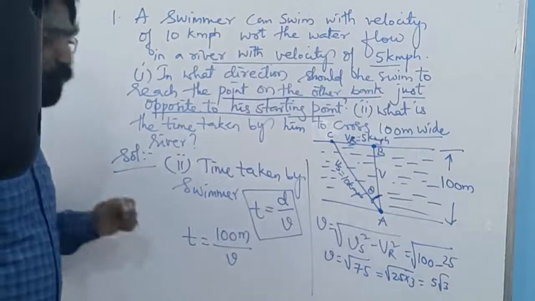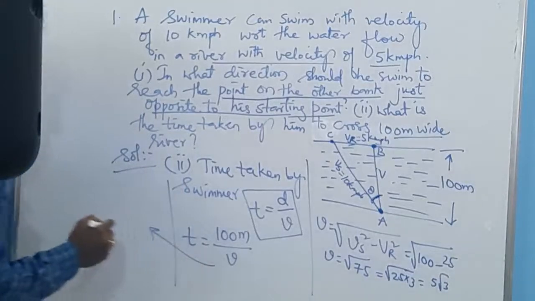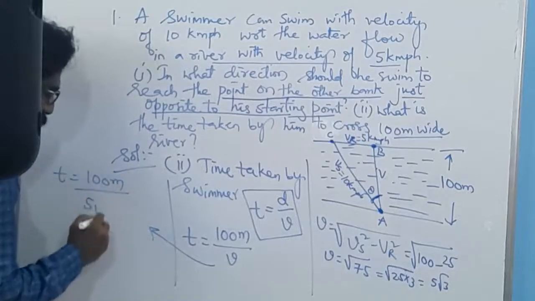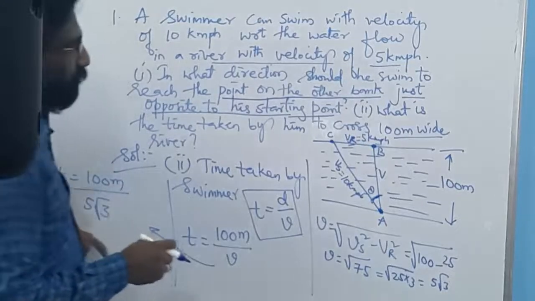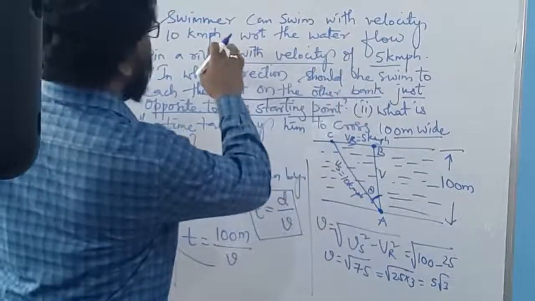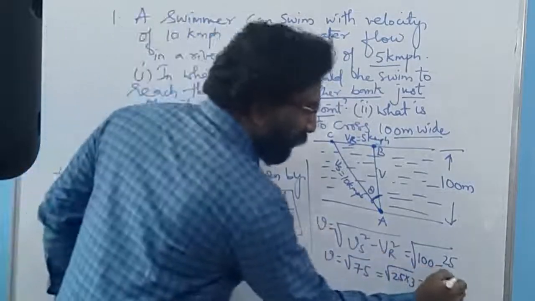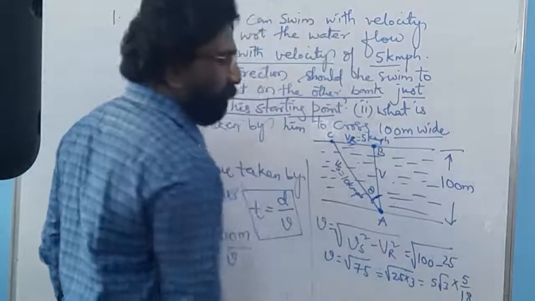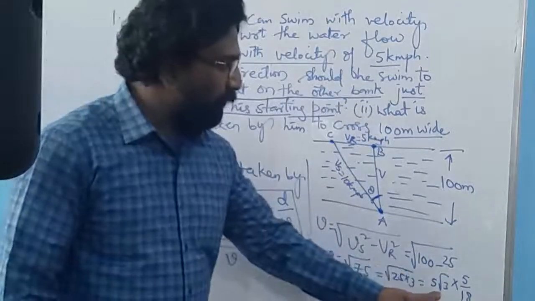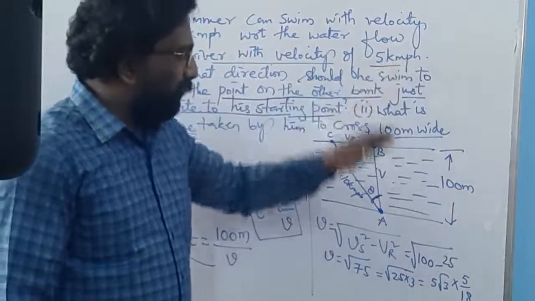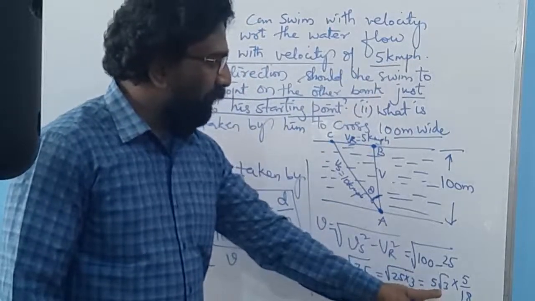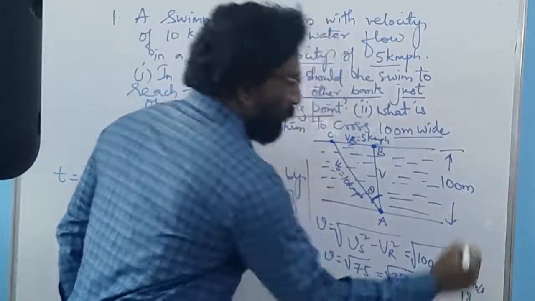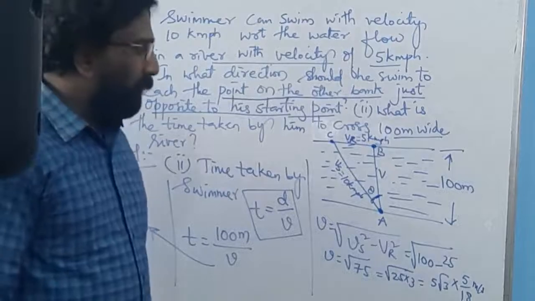If I substitute in this one, what will I get? I am trying to do it over here. T is equal to 100 meters over 5 root 3. What is the unit of this one? Kilometers per hour. Okay, fine. So convert this kilometer per hour into meter per second. It is 5 by 18. If you multiply 5 root 3, which is in kilometer per hour, by 5 by 18, then only it becomes meter per second. So that will be your conversion.